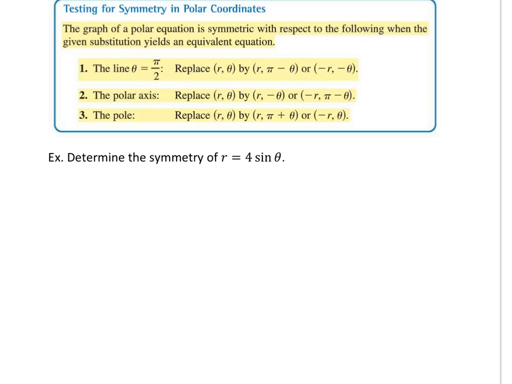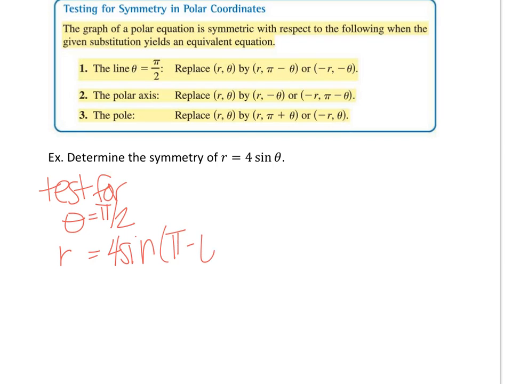Determine the symmetry of r equals 4 sine theta. You could absolutely do this by graphing to determine. If I do it with these tests, it is already written with r and theta, and this says if I'm testing for theta equals pi over 2 symmetry, replace r and theta with r and pi minus theta. So r stays, r equals 4 times the sine of pi minus theta. You have an identity sheet that tells you that that's going to be the same as r equals 4 sine theta.